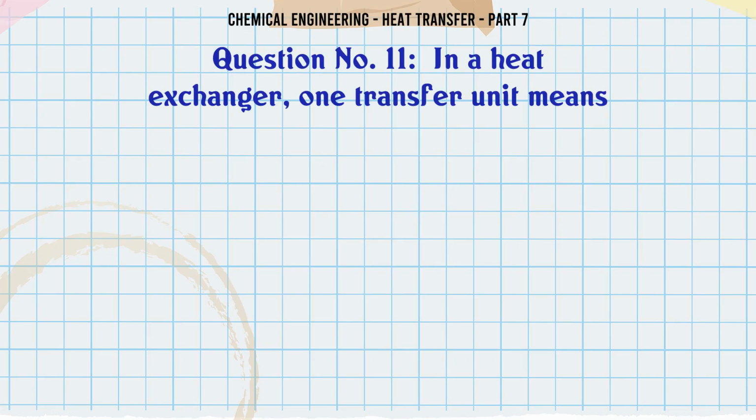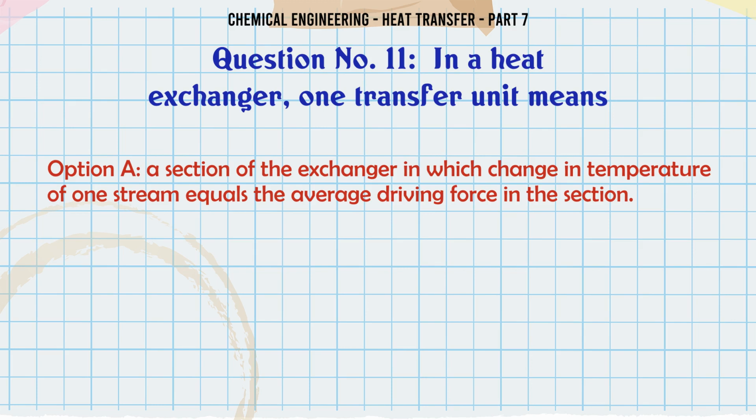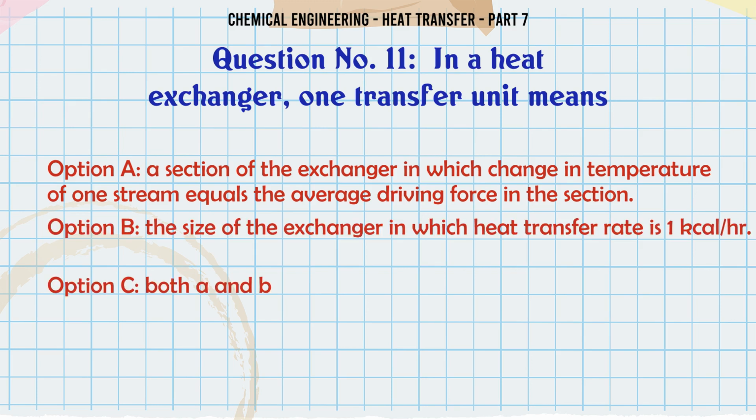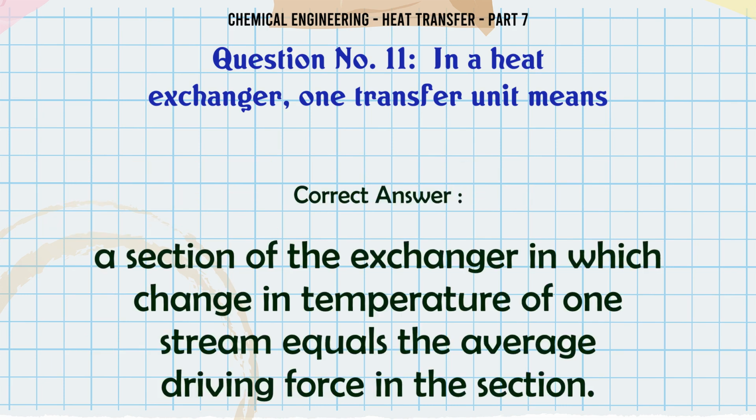In a heat exchanger, one transfer unit means A. A section of the exchanger in which change in temperature of one stream equals the average driving force in the section. B. The size of the exchanger in which heat transfer rate is 1 kcal/hr. C. Both A and B. D. None of these. The correct answer is a section of the exchanger in which change in temperature of one stream equals the average driving force in the section.